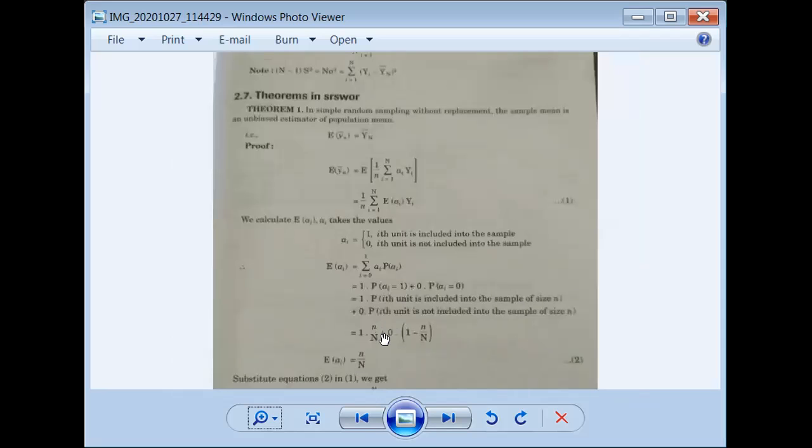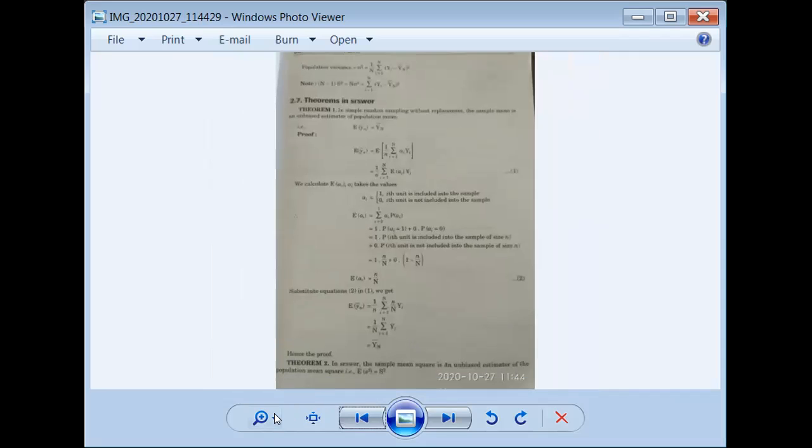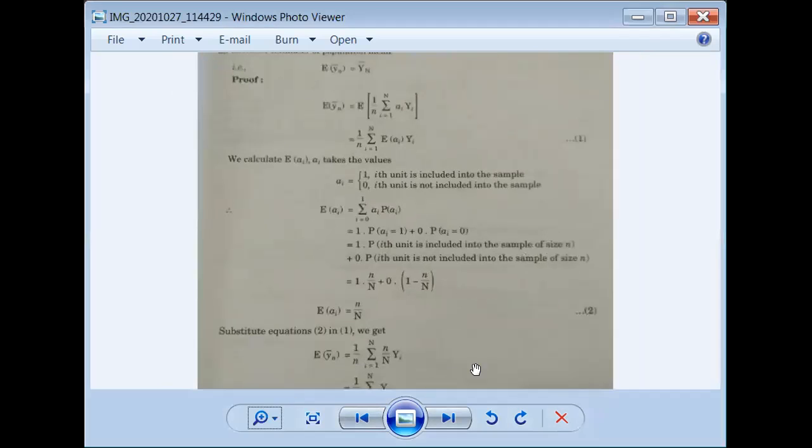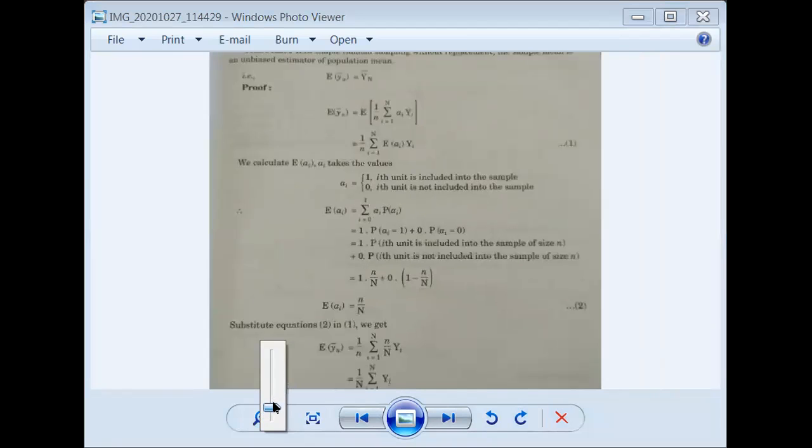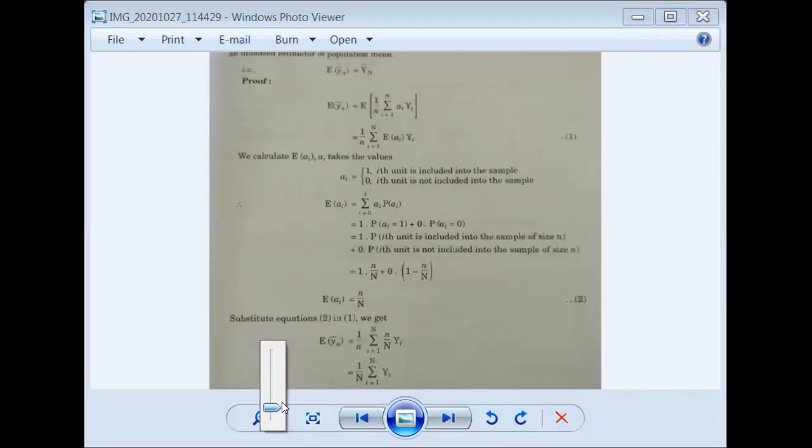Now see here: 1 into small n by capital N plus 0 into 1 minus small n by capital N. Here 0 is there, so the second term vanishes. Then expectation of ai equals small n by capital N. This is called equation 2. So expectation of ai equals small n by capital N, equation 2.